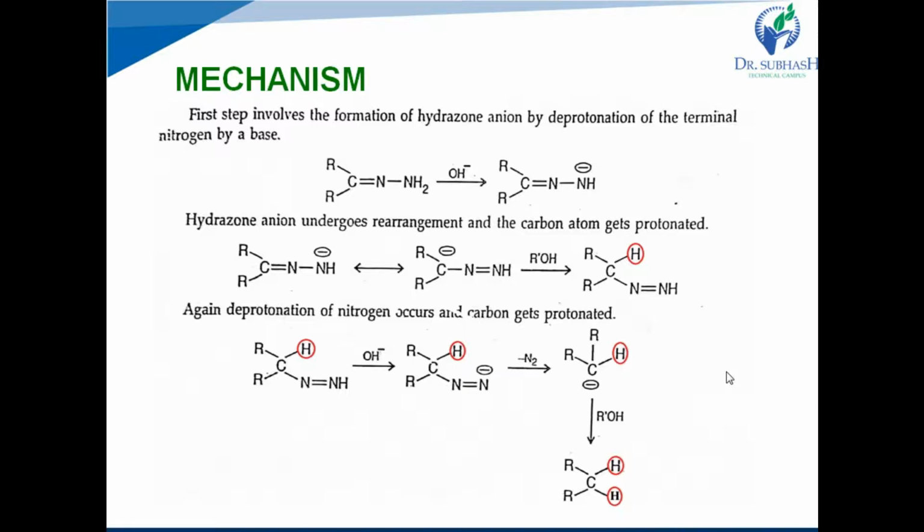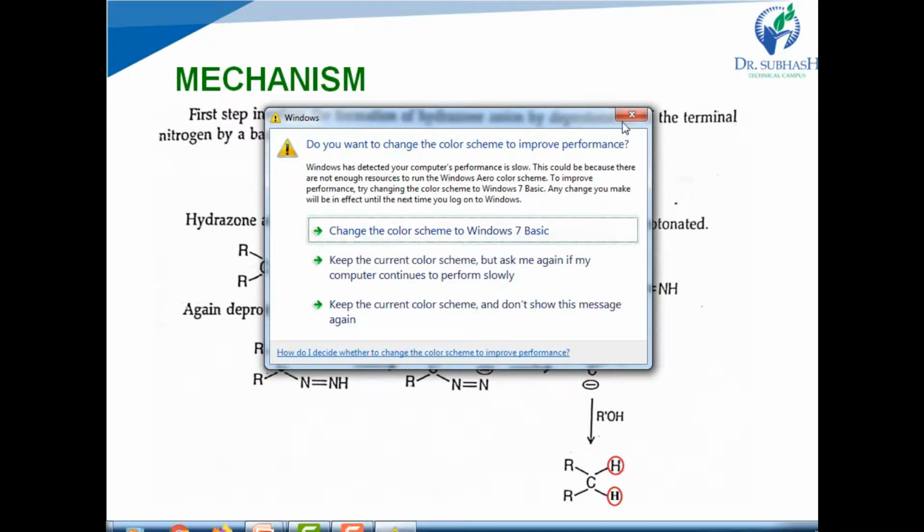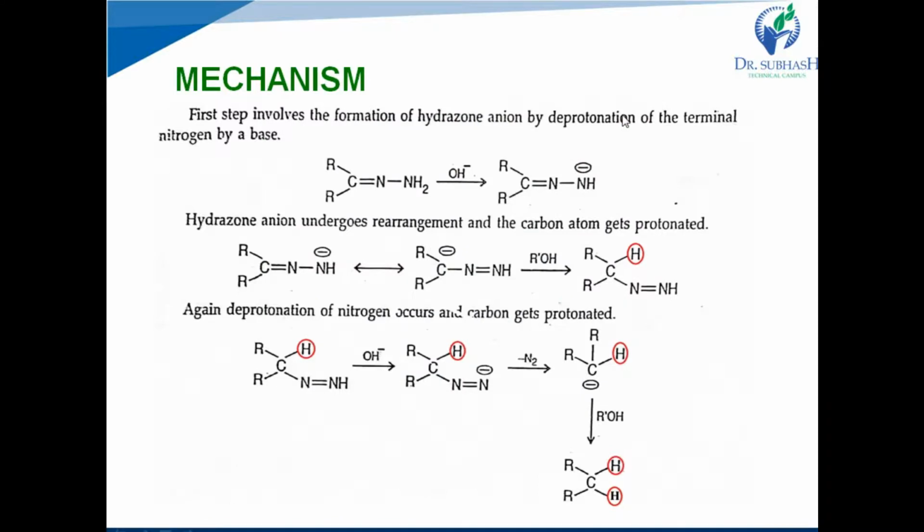Now this carbanion undergoes protonation with the help of a protic solvent. We see that ethylene glycol is used; other protic solvents that provide the proton easily can also be used. So this type of protic solvent provides the proton to the carbanion or negatively charged carbon and causes protonation of that carbon. In the next step, again deprotonation of the terminal nitrogen occurs and carbon gets protonated.